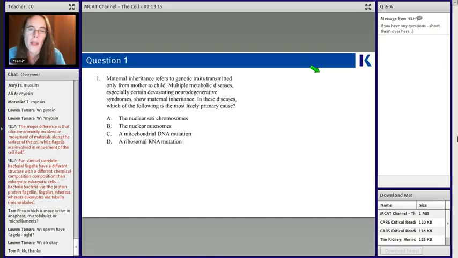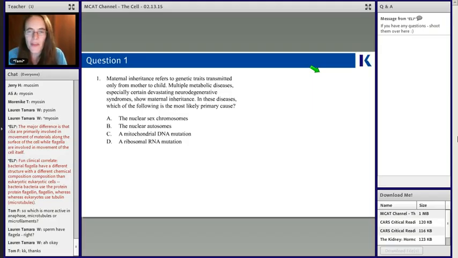Okay? So when we look at maternal inheritance, it refers to genetic traits transmitted only from mother to child. Multiple metabolic diseases, especially certain devastating and neurodegenerative syndromes, show maternal inheritance. In these diseases, which of the following is most likely the primary cause? What is the one thing?